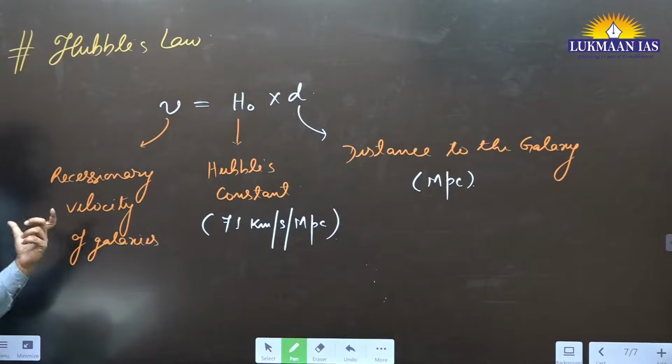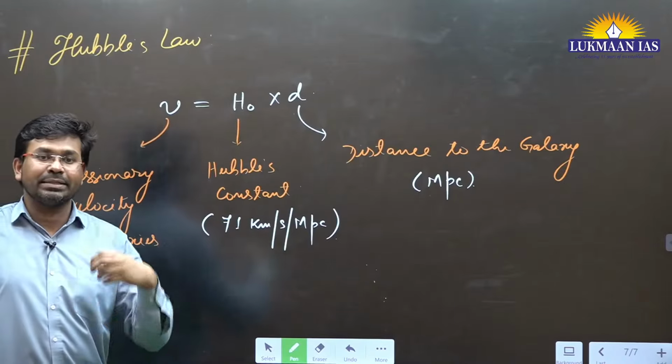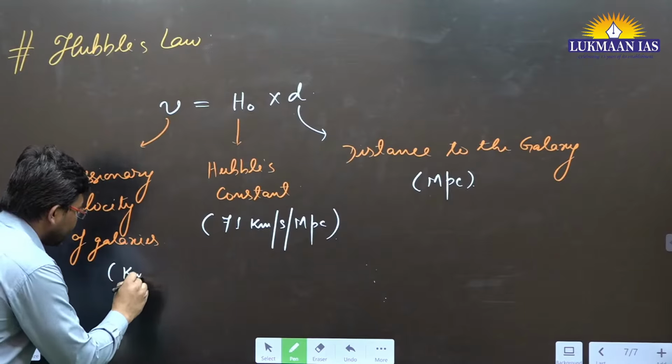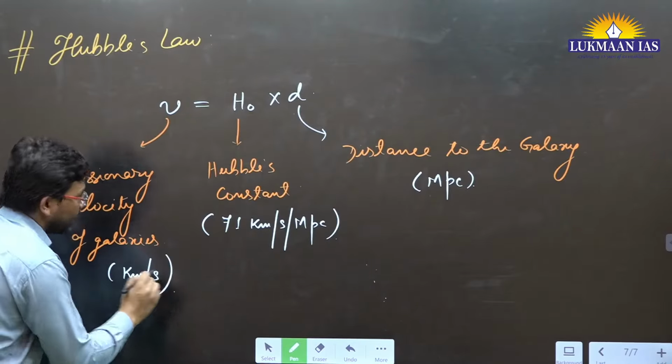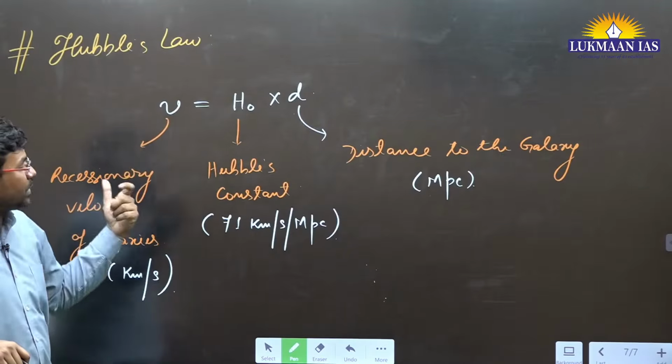Recessionary velocity, how is this calculated? Velocity or speed is distance upon time. So it is simply measured in kilometer per second. So we are going to understand what Hubble's constant is.